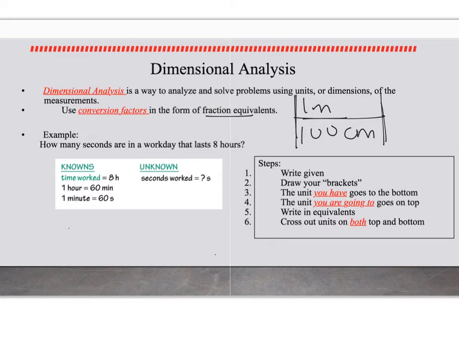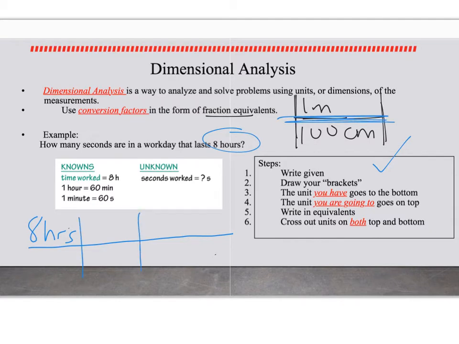And I have the steps to the right written in the box that you need to write down in your notes. So the first thing that you have to do to set up a dimensional analysis problem is write the given. The given is what is given in the problem, 8 hours. So I'm going to write 8 hours. I'm going to draw this long line. That's going to be equivalent to the line and a fraction symbol.